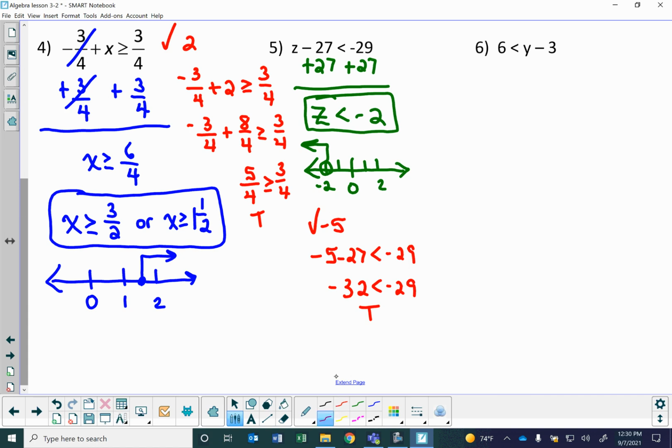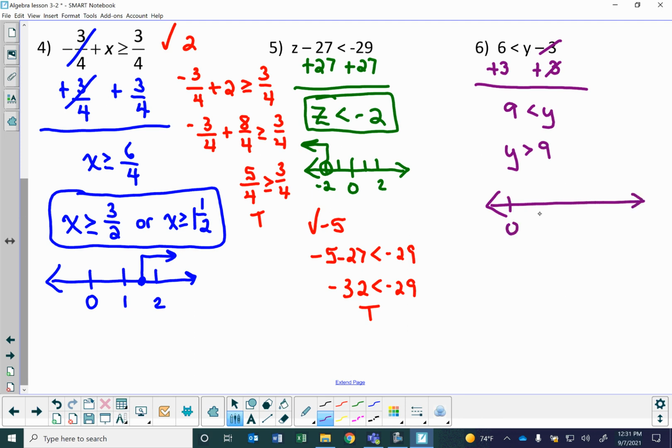Number 6. 6 is less than y minus 3. To get y by itself, I will add 3 to both sides. 6 plus 3 is 9. 9 is less than y because these cancel out. So all I have to do is I can rewrite this. Y is greater than 9 because it points to the 9 and it's open toward the y. That way when I go to graph this, this will be the right direction.